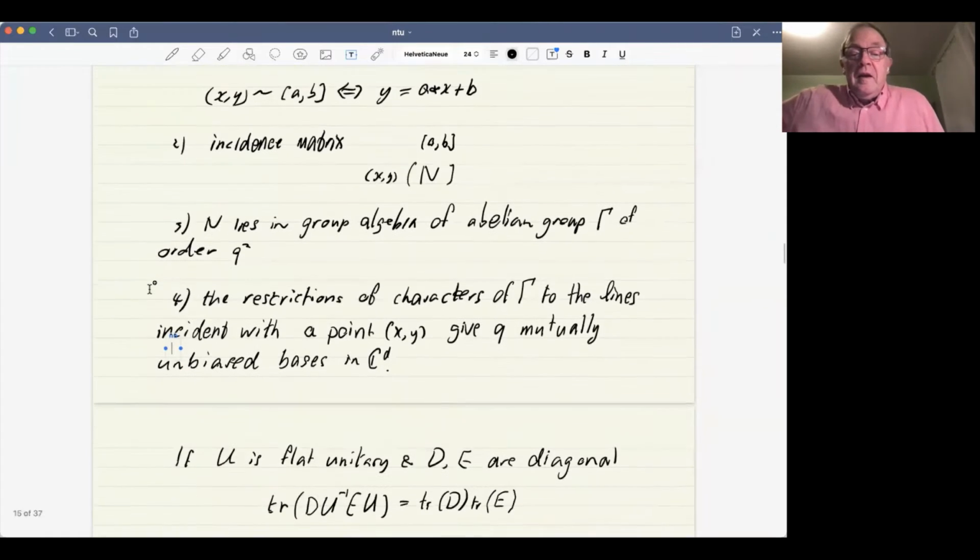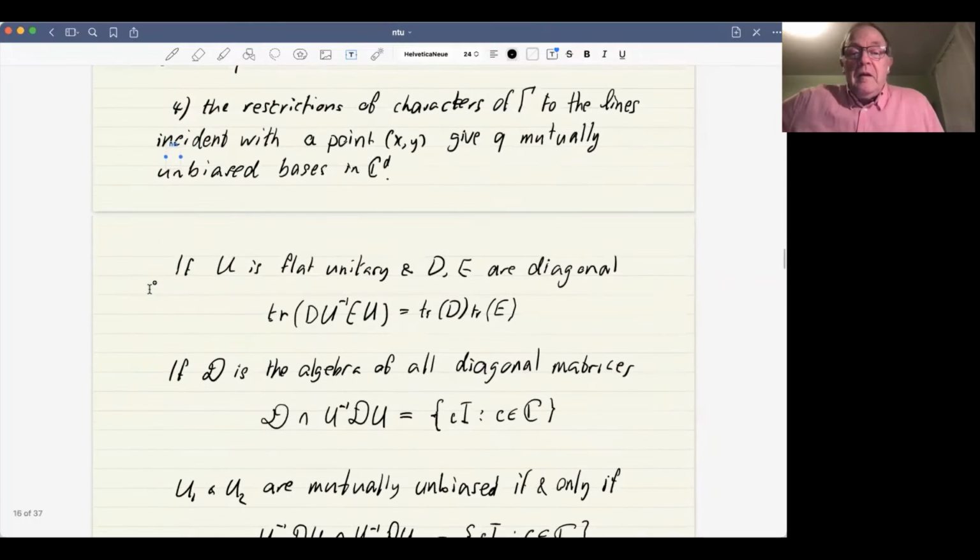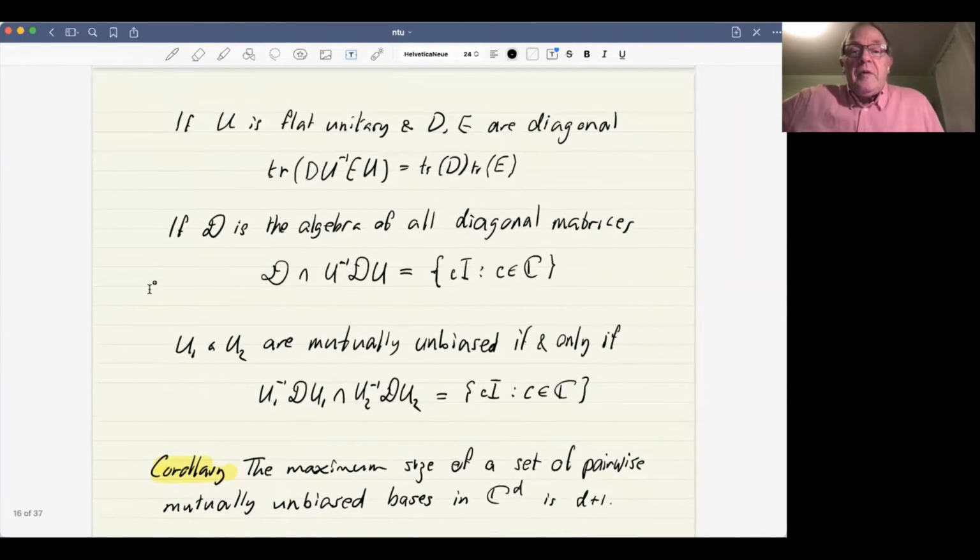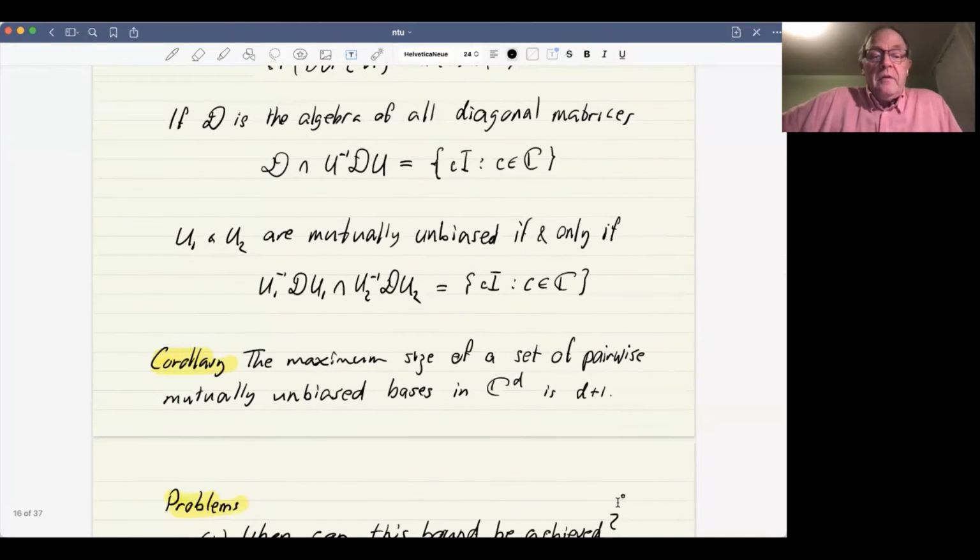Okay. So the first question I'm going to turn to, though, is simply how large can a set of mutually unbiased bases be? And I think I've got the time, so I might just cut to the conclusion here. The maximum size of a set of pairwise mutually unbiased bases in C to the D is D plus 1. So the example I just gave, if you work through and do the details, is optimal. Okay, I think I'll just go on to the next.